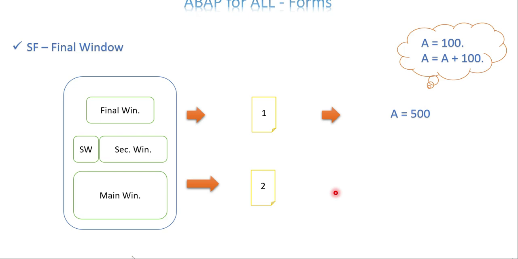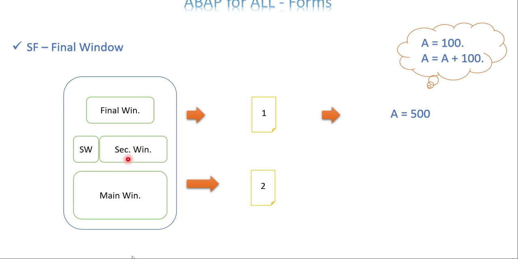Now do the manual calculation. A is 100 in the global definition. Control comes here: 200, 300, 400. It won't stop here and it won't go to final, because it has one more page. So till now it's 400. Now again it comes here: 500, 600.